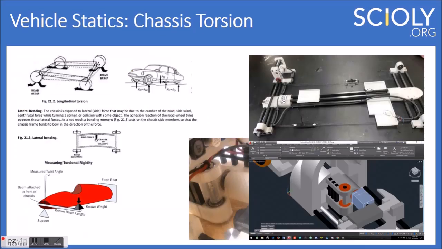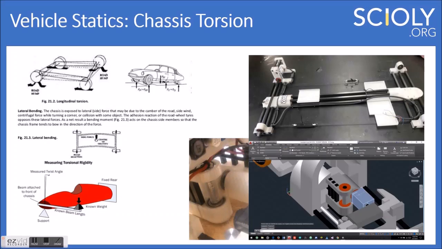Okay, so chassis torsion. This is not something many people think about, but it is actually quite important in the racing industry. So you can see with this bottom picture, you have your chassis here, and they have this beam. And then they apply a force to it, and they can see how much twist there is in the chassis due to this force. You can kind of measure the torsional rigidity, is what they call it.